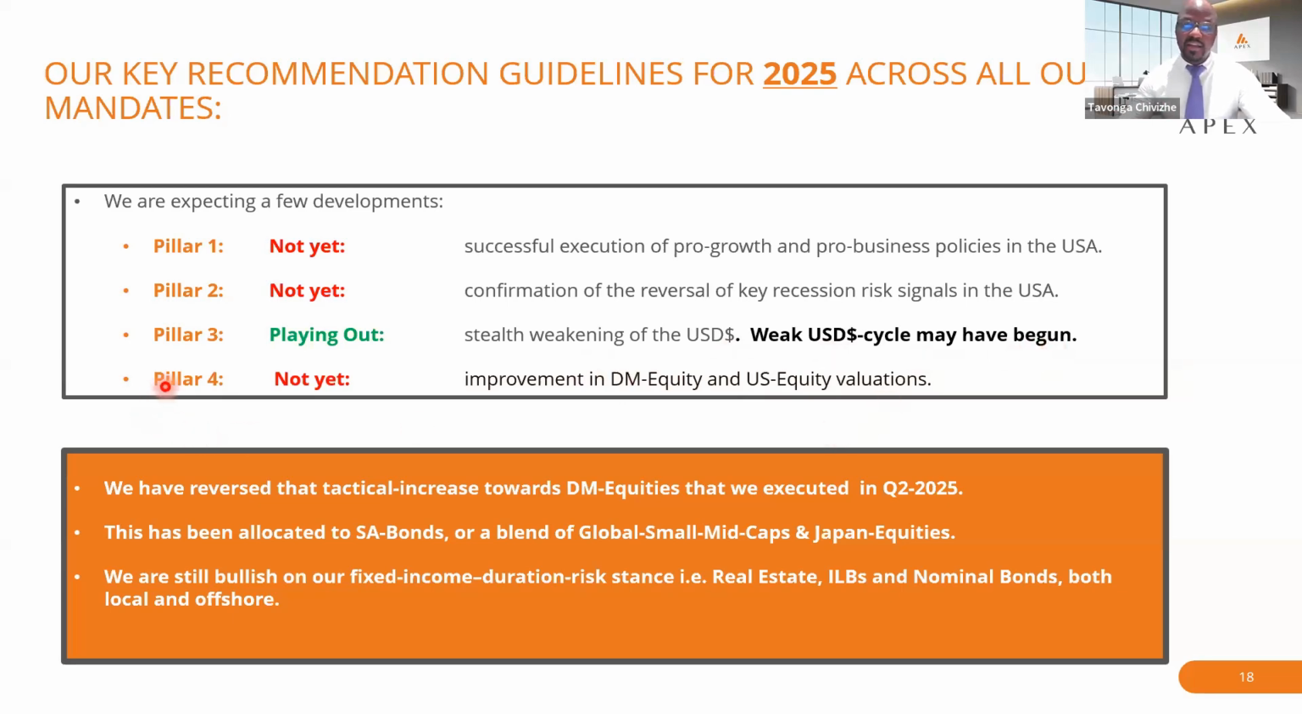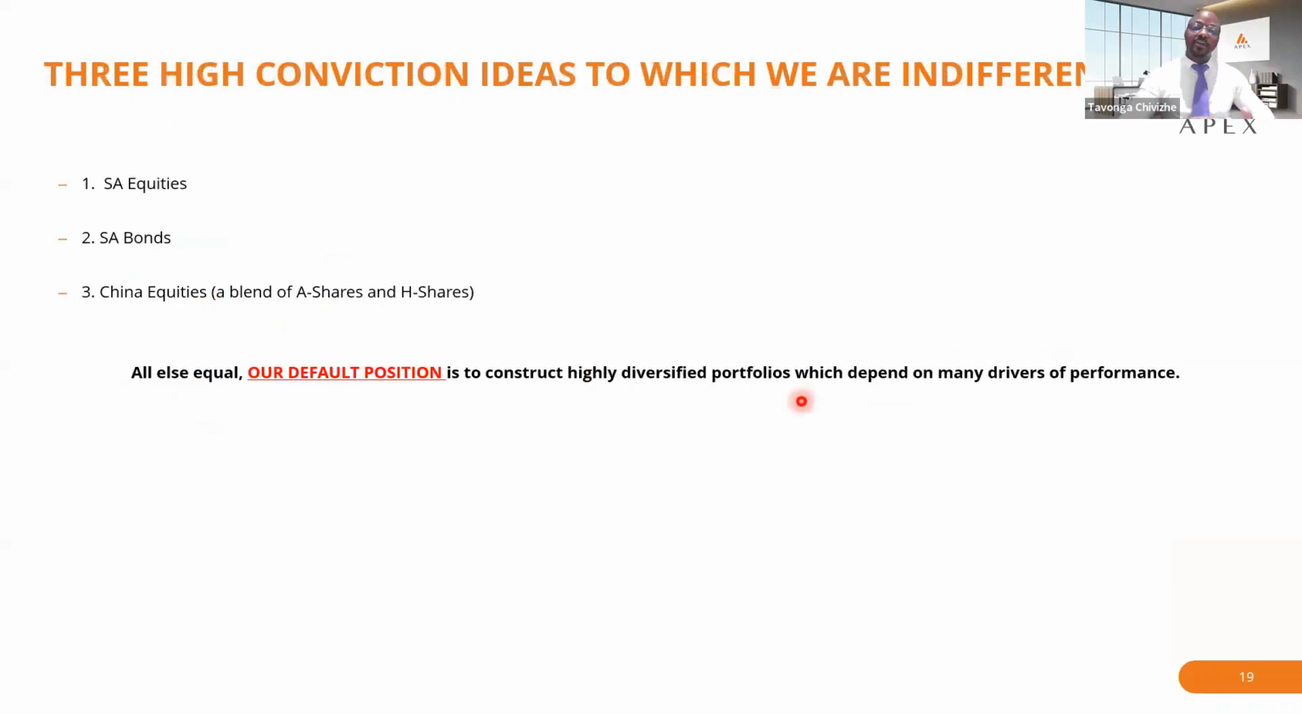And then finally, as far as valuations are concerned, DM and US are the most problematic. We got a little bit of improvement in March and April. Unfortunately, they've rallied back to very problematic levels. We took our profits as greedily as we could, and we locked them in somewhere safe, and we're waiting for the next area to pounce on, and clearly China is inviting us, an invitation we shall gladly accept across the portfolios. And then our 3 high conviction ideas remain South African equities, South African bonds, and Chinese equities.